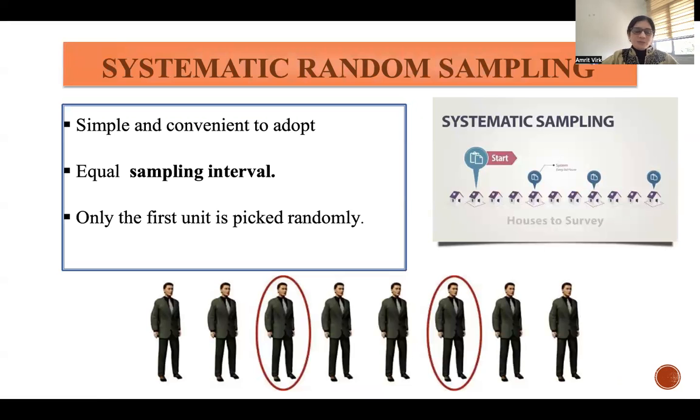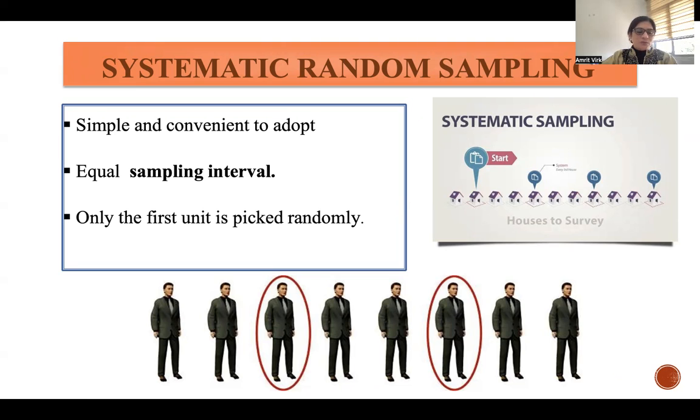The second type of probability sampling technique that we will talk of today is the systematic random sampling technique. A systematic random sampling technique is also simple and quite convenient to adopt. And here, basically in this method, the sample is drawn by selecting the first unit by simple random sampling, and then additional units are taken at evenly placed intervals.